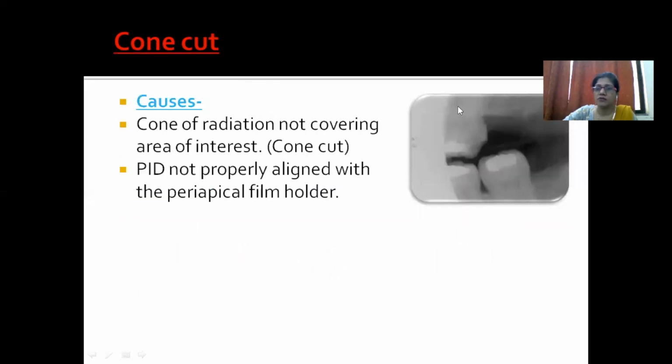Cone cut. Can you see? This is an X-ray film, and the radiograph is showing this round border. The round cone of radiation is not covering the area of interest. The complete area of interest is this, but if it is not covered and only this much part is covered, it may show the circular shape. The PID, that is the position indicating device, is not properly aligned with the periapical film holder. So you may see this type of error.